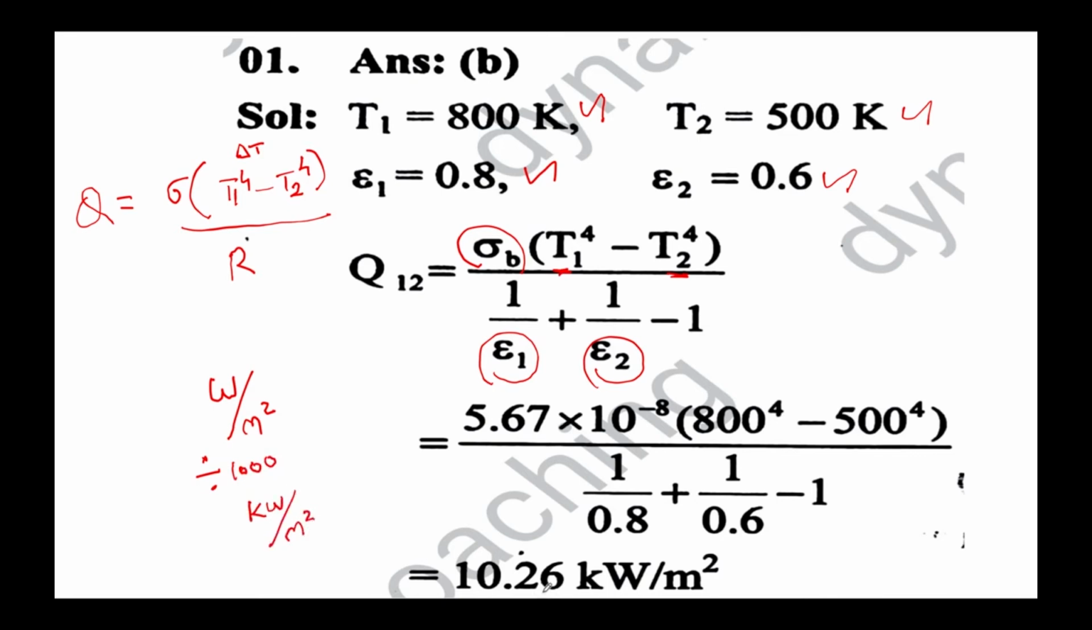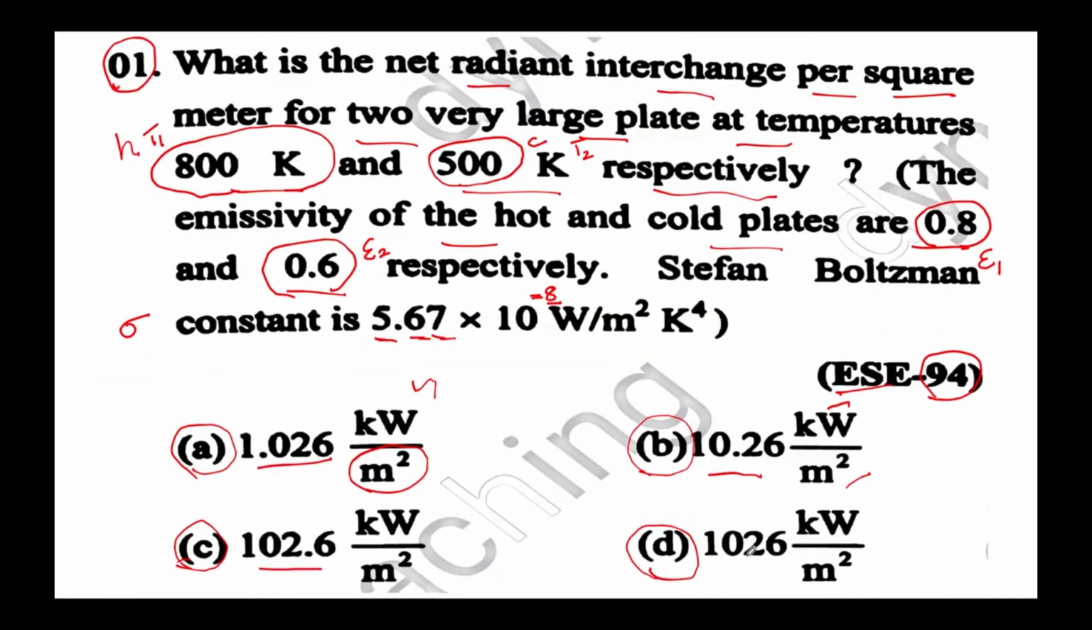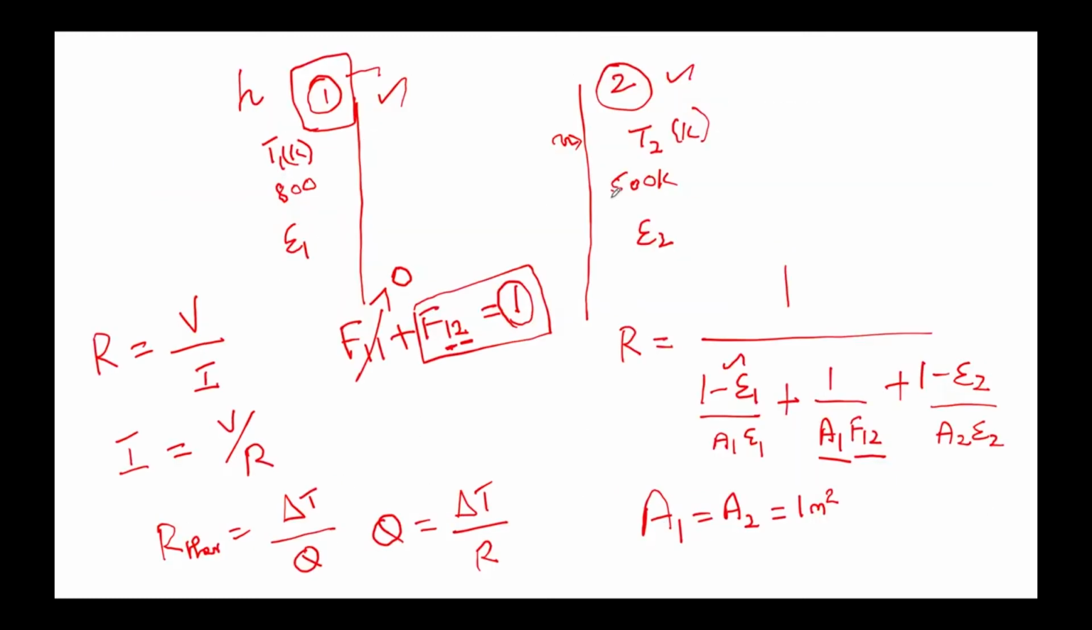So the answer which I am getting for this particular problem is 10.26 kilowatts per meter square. And if you check, it is option B. So option B is the correct answer, right? So try solving this problem, understand the problem, read the problem completely, and try to convert that into a diagrammatic representation so that you will be able to answer the problem in a very quick manner, right?